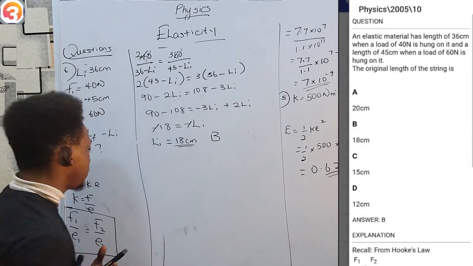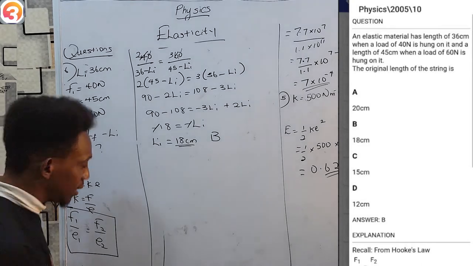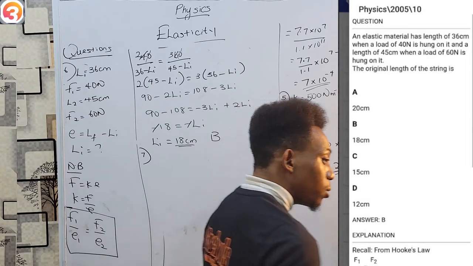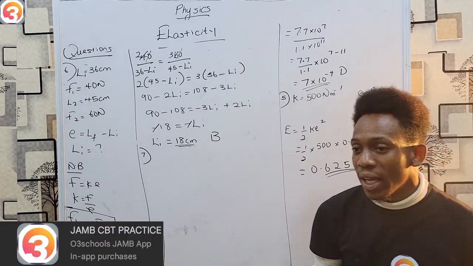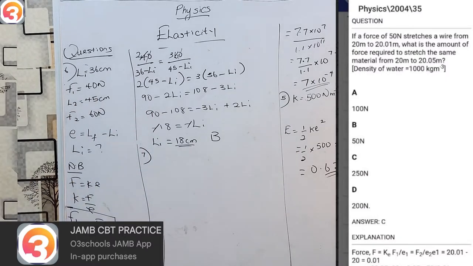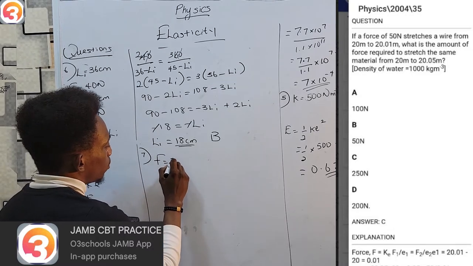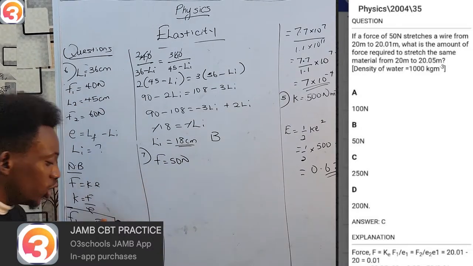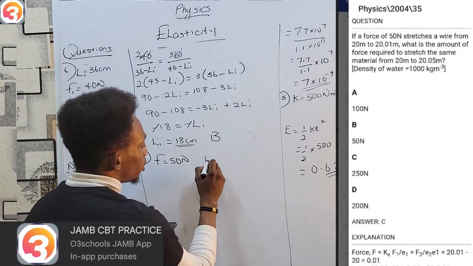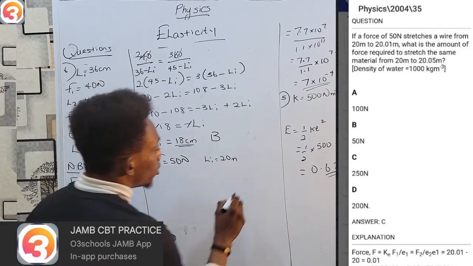Option B. So you see, these are simple, simple questions. Very, very easy. Question 7. Here we are going to the year 2004, question number 35. Here we are told, if a force of 50 newtons stretches a wire from 20 meters, now that must give me the initial length of 20 meters, so 20.01 meters.